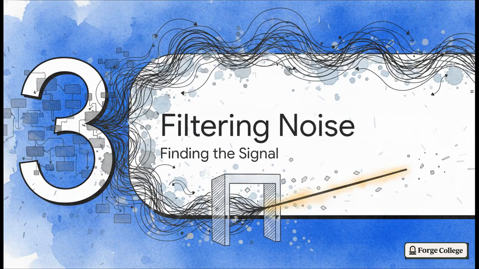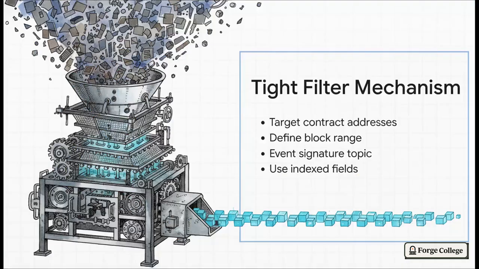Moving on to Section 3. Filtering blockchain noise. Because we definitely do not want to process the entire history of the blockchain just to find our one little transaction. To build a really tight filter, you have to specify the exact contract address, define a strict block range, and provide the event signature topic.